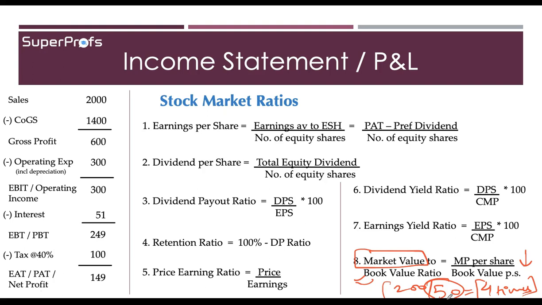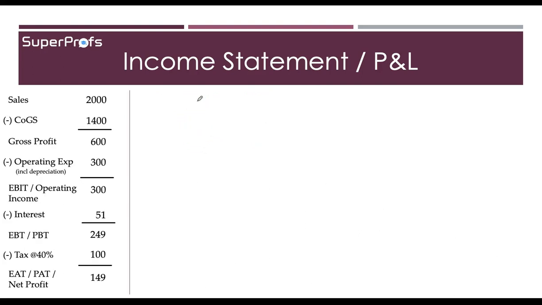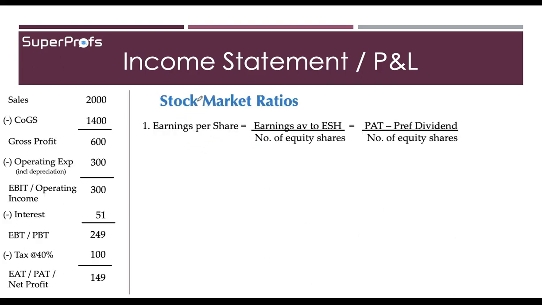All right, with this we complete the different ratios. The different stock market ratios we'll quickly revise. The very first one is earnings per share, in which you calculate the earnings available to the equity shareholders divided by the number of equity shares. And as you know, earnings available to equity shareholders is also net profit or PAT minus the preference dividend.